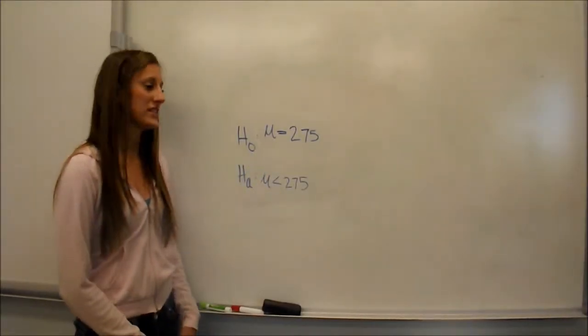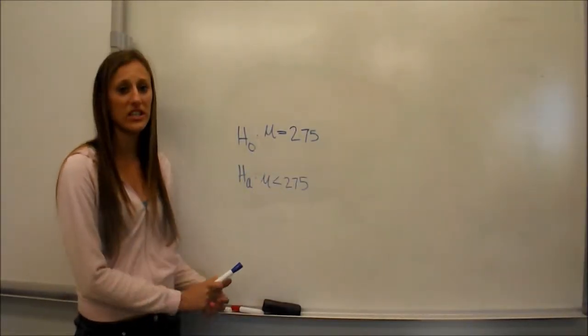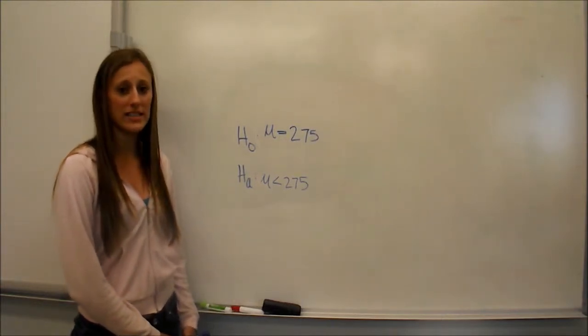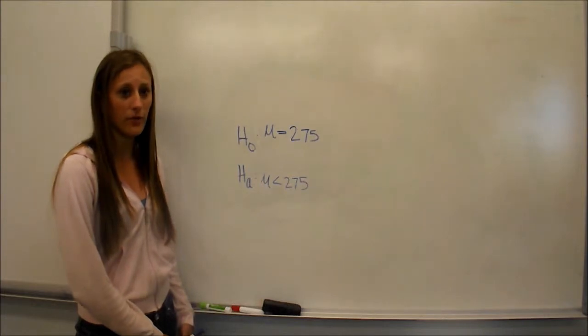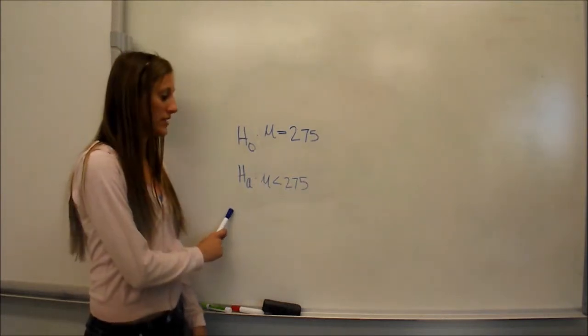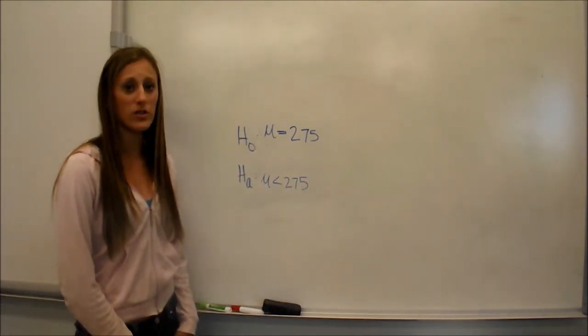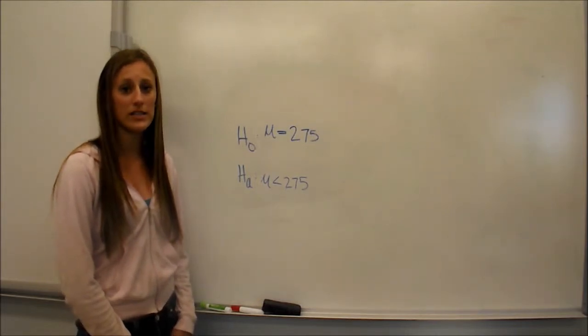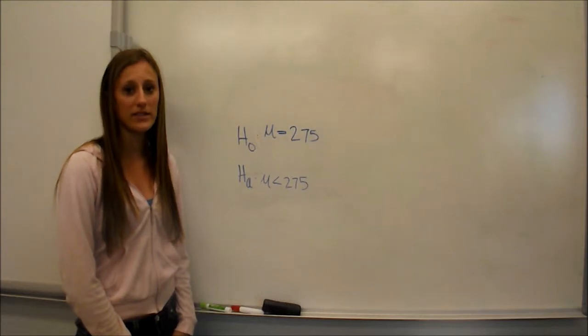The null hypothesis states that the mean of the population equals 275. That means that the mean score of all young Americans is at the checkbook balancing level. The alternative hypothesis states that the mean of the population is below 275. This is stating that the mean score of all young Americans is below the checkbook balancing level.